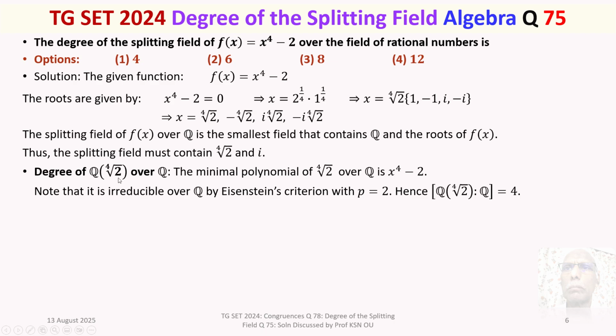So that will be the smallest field extension in which the fourth root of 2 is present, and hence the degree of Q(fourth root of 2) over Q is the degree of the minimal polynomial. What is the degree? 4. So the degree of this field extension Q(fourth root of 2) over Q is 4.